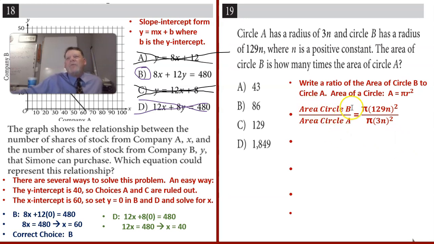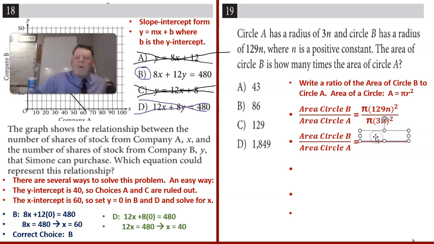So the area of circle B is going to be pi r squared. There's my pi, and the radius is 129n, and then I square it. Area of circle A, pi times r, which is 3n squared. So now I'm just going to square 129n squared, and I get 16,641n squared, and square 3n and get 9n squared.